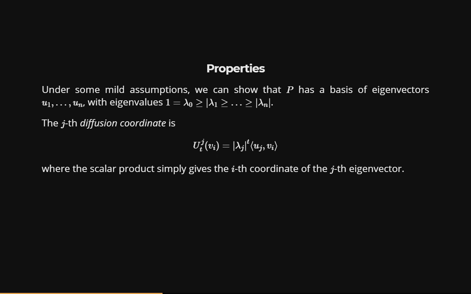So for each node, for each vertex, these eigenvectors are in some R to the n, where n is the number of the vertices of the graph. N plus 1 here, in fact. So for each vertex, we can assign the corresponding coordinate of our eigenvector multiplied by the eigenvalue to a power.